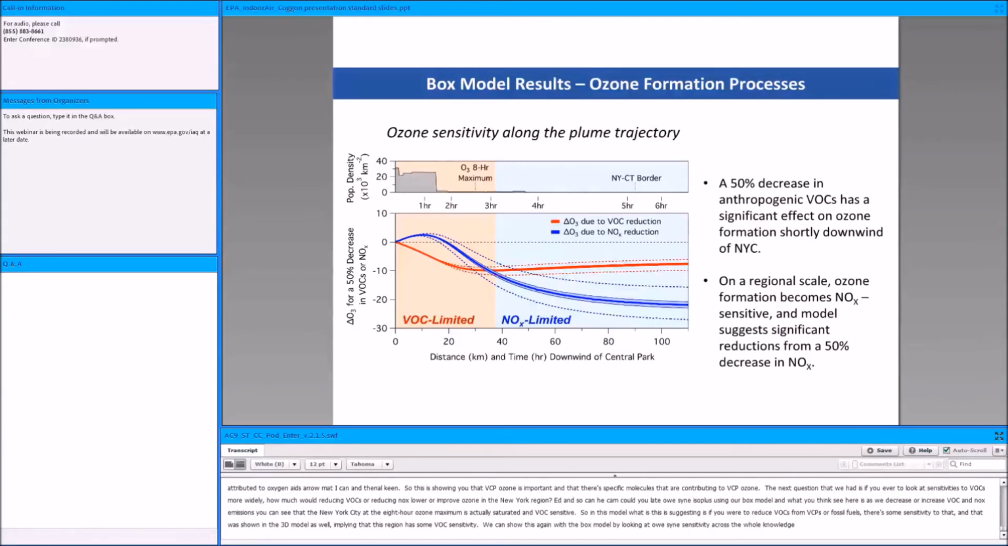So shown here is if we take our model and we decrease VOCs by 50%, how does ozone respond? If we do the same thing by decreasing NOx, how does ozone respond? And what we find is that if you decrease anthropogenic VOCs by 50%, there's a reduction in ozone within 40 kilometers of the New York City region. On top, I'm showing you population density, showing you where most of the people reside. In areas where there are lots of people, there's VOC sensitivity in our model, implying that reducing VOCs by 50% would be more effective than reducing NOx on a local scale. On a regional scale, as you go further downwind, reducing NOx by 50% has a bigger effect than reducing VOCs. The point that we're trying to show you here is that anthropogenic VOCs, as we showed with the 3D model, do matter, and that by reducing anthropogenic VOCs, you can have a big impact on local ozone production.